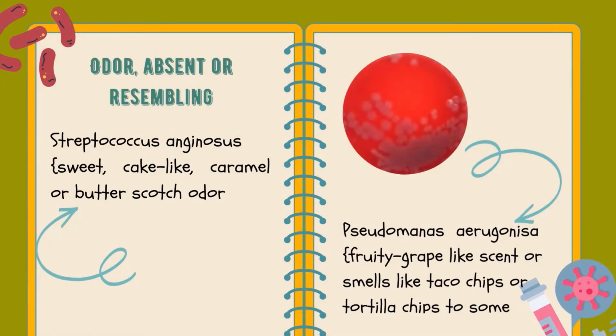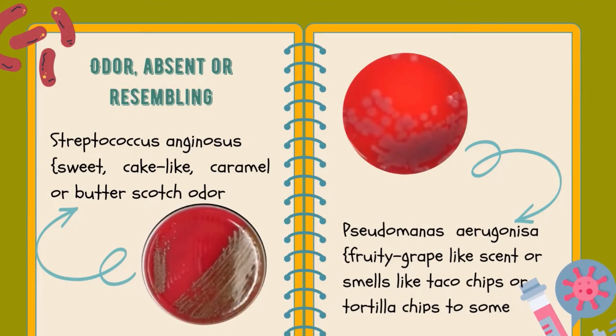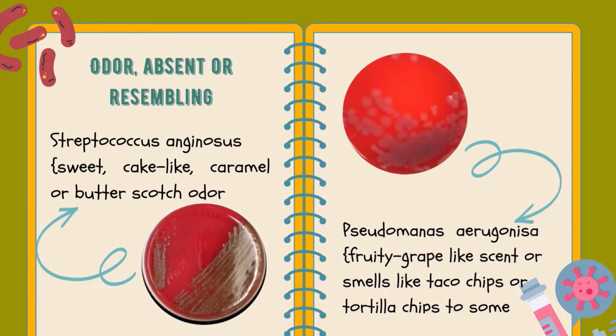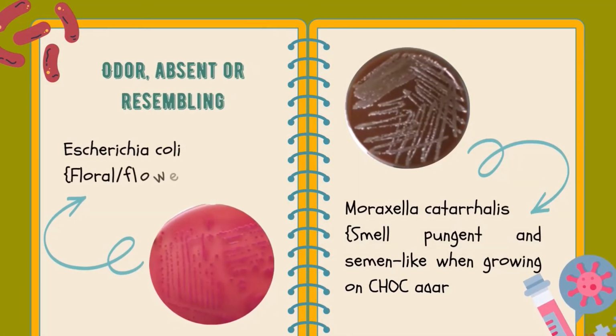Odor: absent or resembling, for example, sweet, cake-like, caramel or butterscotch odor. Pseudomonas aeruginosa: fruity, grape-like scent, or smells like taco chips or tortilla chips to some. Escherichia coli: floral, flowery scent. Moraxella catarrhalis: smells pungent and semen-like when growing on chocolate agar.